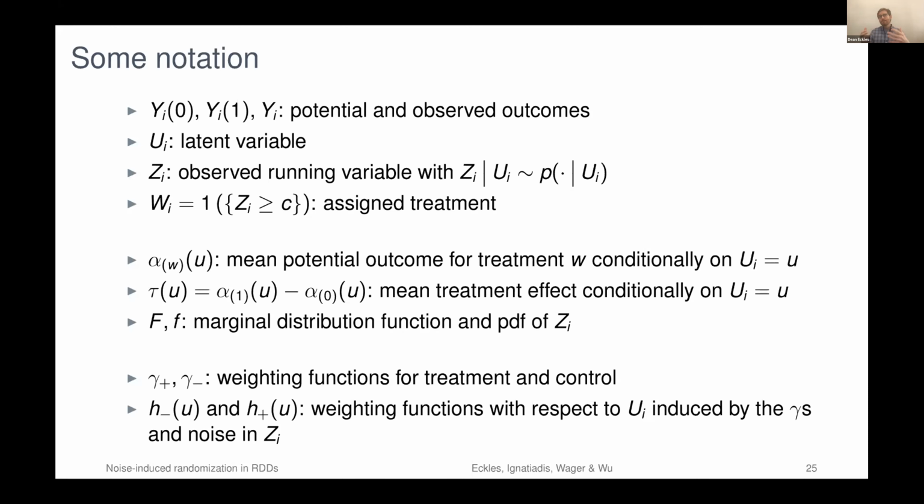We're also going to have these weighting functions that I just introduced, gamma plus and gamma minus. What's interesting about these weighting functions in this setup is that they're going to imply some weighting functions with respect to the latent variable. These are weighting functions with respect to the observed running variable, but they imply, along with knowledge about this conditional distribution, weighting functions with respect to the latent variable, right? And it's that latent variable that we need to balance between the treatment and control sides of our contrast in order to eliminate confounding bias. Okay, so let's dig into that.